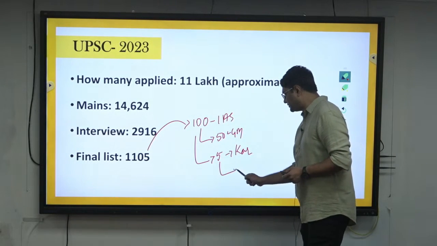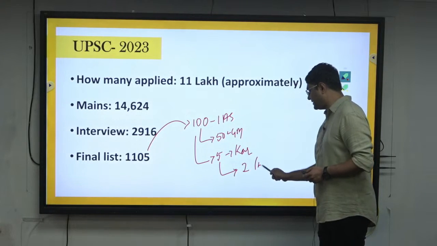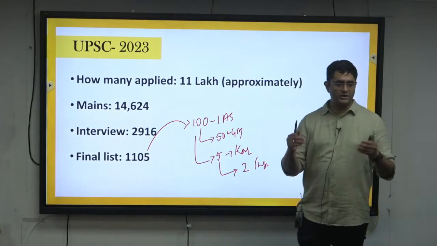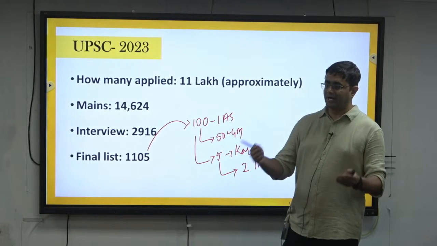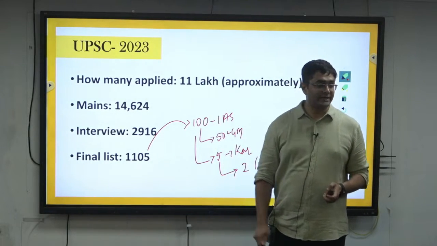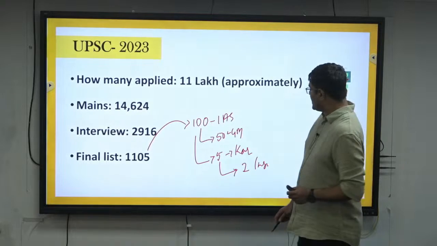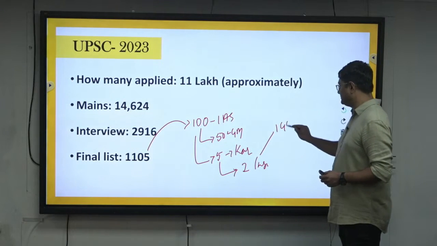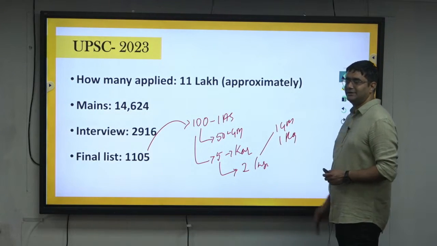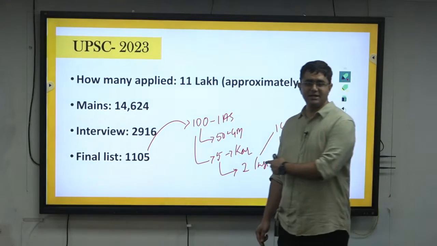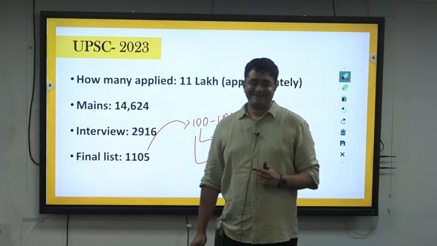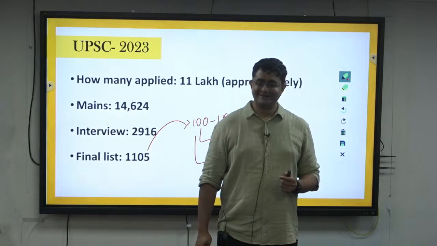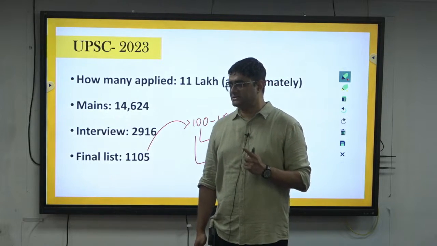In that, only 2 people will get from inside Karnataka, that is, if you are a Kannadiga, only 2 Kannadigas will get it. The other 3 will be from outside Karnataka. That's the rule. Out of these 2, 1 will be GM, 1 will be reserved. So if you are planning to get IAS in Karnataka, these are the numbers. Is that okay? So the choice is yours.